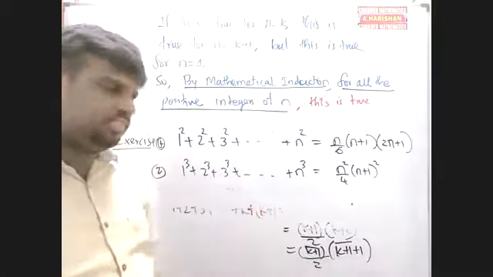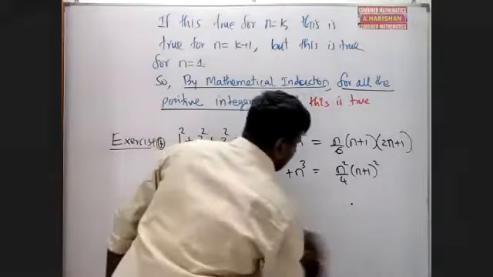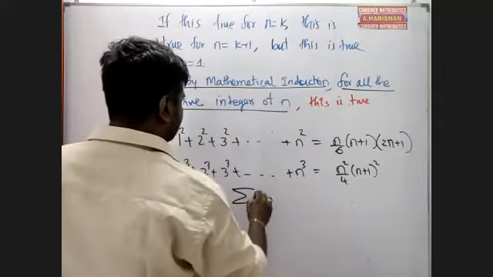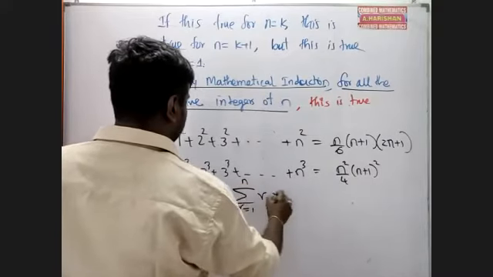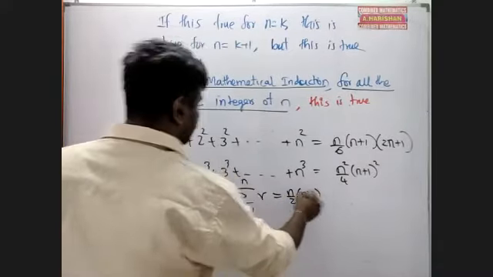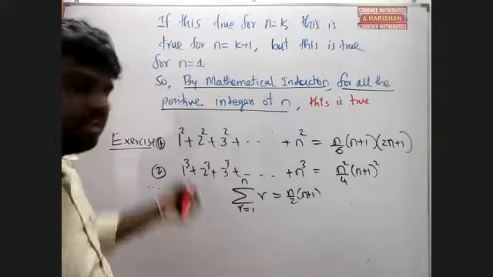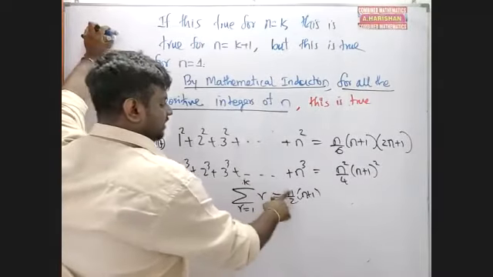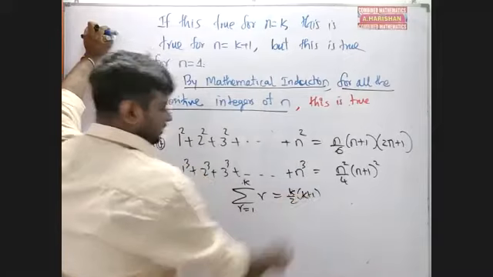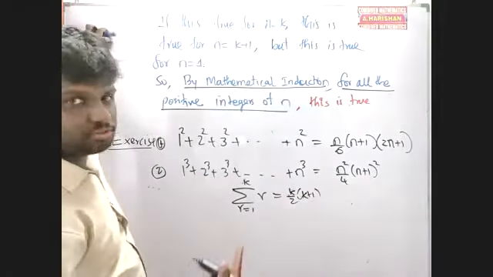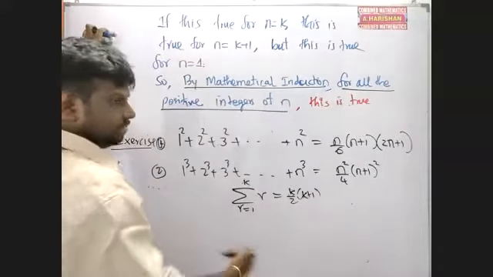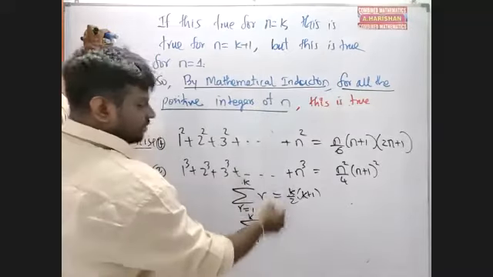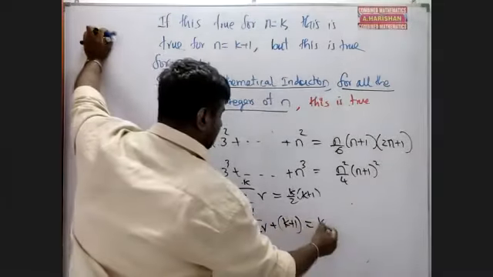I'll tell you one more thing before we conclude the class. If they give something like this, sigma r, that is the previous one, n by 2 into n plus 1, what do you do? If they give it in sigma notation, no problem. First we assume that this is true for n equals k, and you also check n equals 1. For k plus 1, keep this and add the next term, that is k plus 1, to both sides.